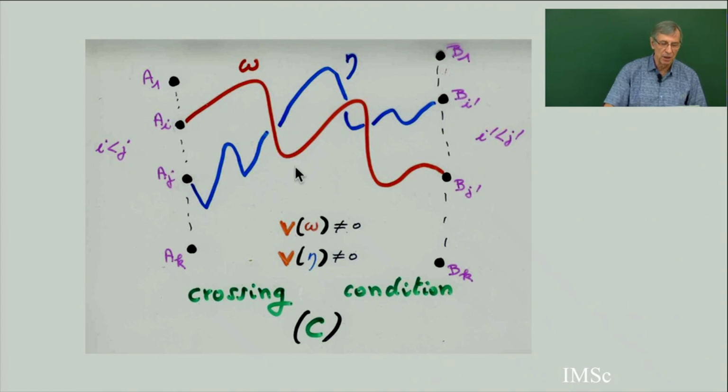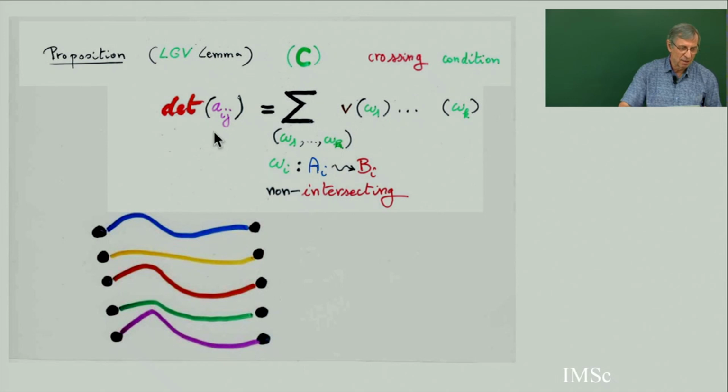And I suppose that the weights of these two paths are non-zero. Then the crossing condition tells you that if you have this condition for any quadruple of indices, then the two paths must have a common vertex somewhere. So they must intersect. Intersection of paths means there is a common vertex to the two paths. And then the LGV lemma, in this simple form, tells you that the determinant is the sum over all configurations of non-intersecting paths, each path omega i going from Ai to Bi, and you just take the weight of the configuration.